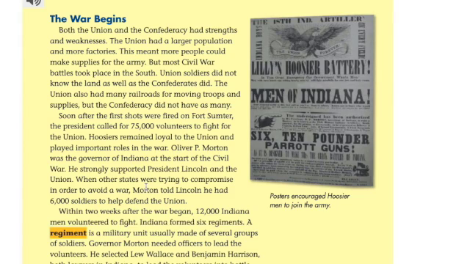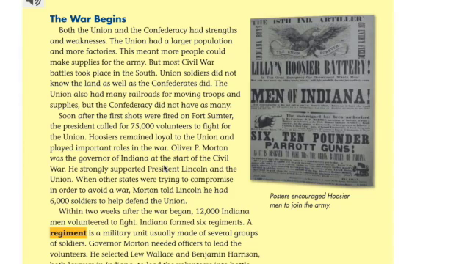The war begins. This will be the last page we read, and then we'll work on stuff. There'll be an activity. The war begins. Both the Union and the Confederacy had strengths and weaknesses. The Union had a larger population and more factories. This meant more people could make supplies for the army. But most Civil War battles took place in the South. Union soldiers did not know the land as well as the Confederates did. The Union also had many railroads for moving troops and supplies, but the Confederacy did not have as many.